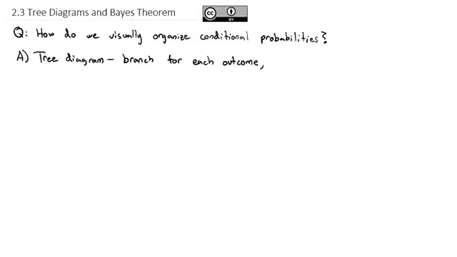And then to find final probabilities, we can multiply down the branches for final probabilities.